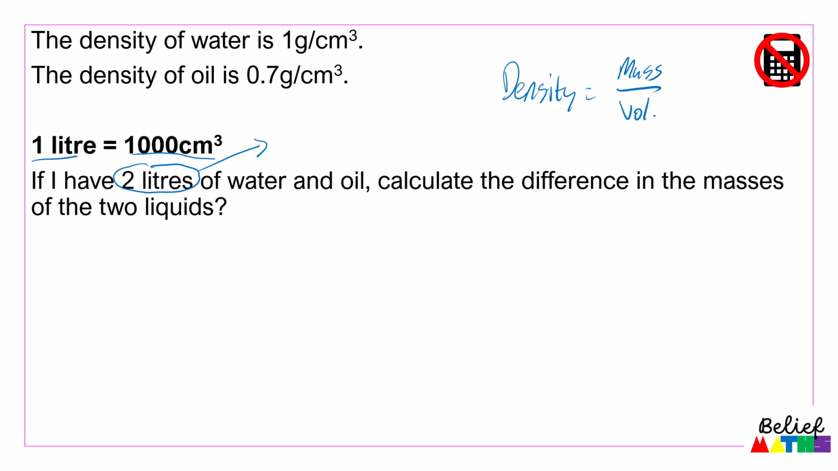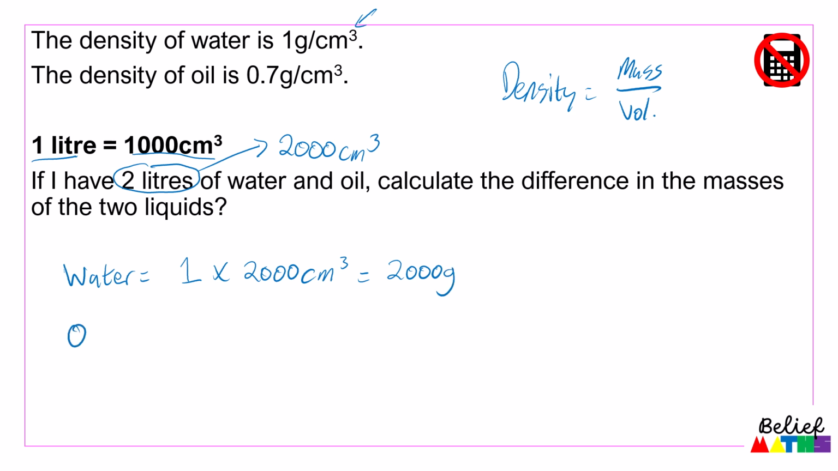The reason we know that is because of these units up here. They use centimeters cubed, so we have to use centimeters cubed here. So that gives us 2,000 centimeters cubed. So therefore, if we're working out the mass of the water, if we rearrange this formula, mass is just density multiplied by volume. So we get the density of 1 multiplied by 2,000 centimeters cubed. That gives us a mass of 2,000. Too many zeros. 2,000 grams.